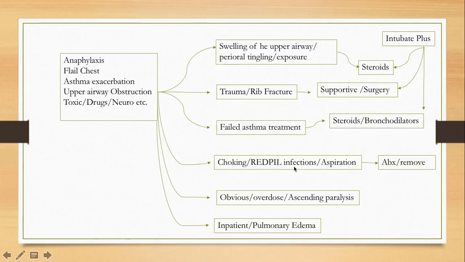Patients with infections or aspiration or choking, then we're going to remove that offending agent and give antibiotics. We may need to intubate too if the patient is too ill or critical. If patients have an obvious overdose or ascending paralysis, of course we will either give an antidote to the poison or toxin, and also give supportive treatment in the form of intubation. Alright, so that part is over.